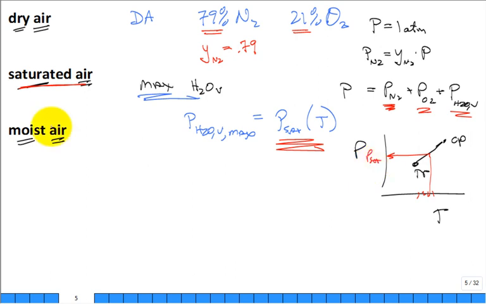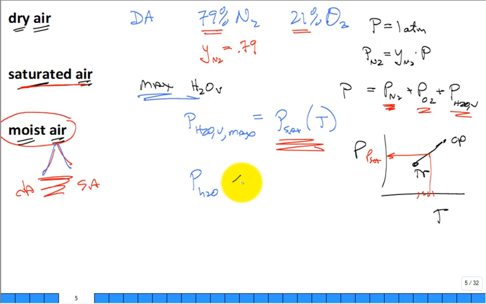Okay. What happens if we don't have dry air? We don't have saturated air. We have moist air. It's in between. So this is in between the dry air on one side and the saturated air on the other side. We're not introducing the concept of humidity, relative humidity yet, but we're going to get to it today. And that's very familiar to you. So that's the moist air. The partial pressure that the water vapor, H2O, exerts is between zero, dry air, and the maximum, the saturation pressure at that temperature.